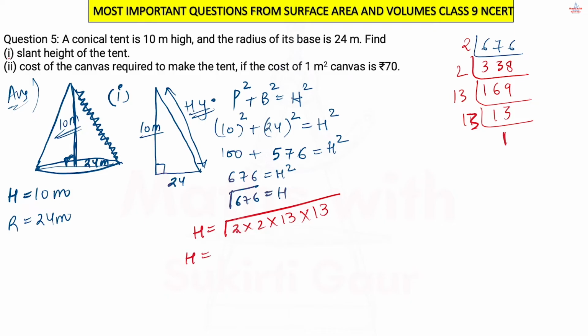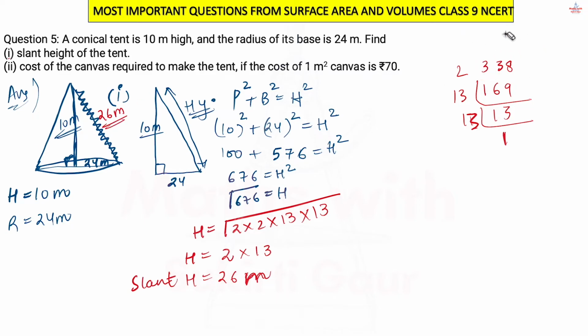H equals, out of these two 2s we have got one 2, out of these two 13s we have got one 13, and the answer is 26 meter, right? So we have got the slant height as 26 meter. You can write it here also, slant height.